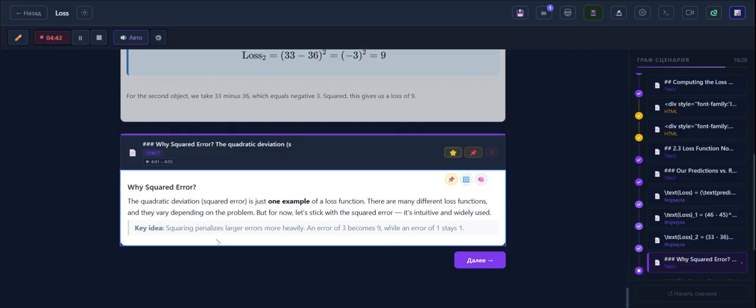Key idea that squaring penalizes larger errors more heavily. For example, an error of 3 becomes 9, while an error of 1 stays 1. If you remember, a quadratic function looks like a parabola. The bigger x we take, the much bigger y we get. So the idea of squared error is to heavily penalize if we go farther from our target values.